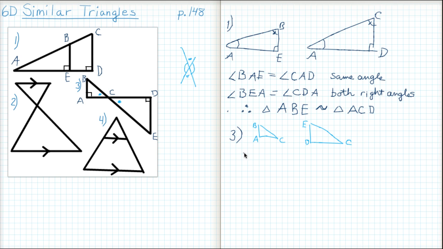Okay, we set up our proof to say angle... Let's do the right angles first. BAC is equal to angle EDC because they're both right angles.